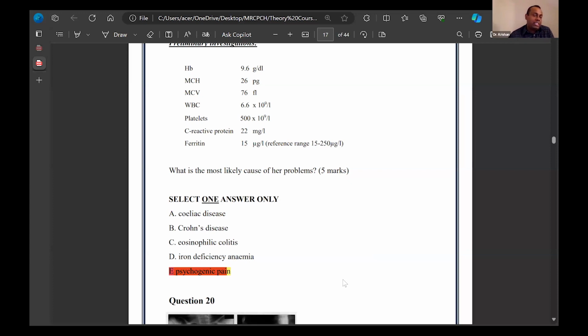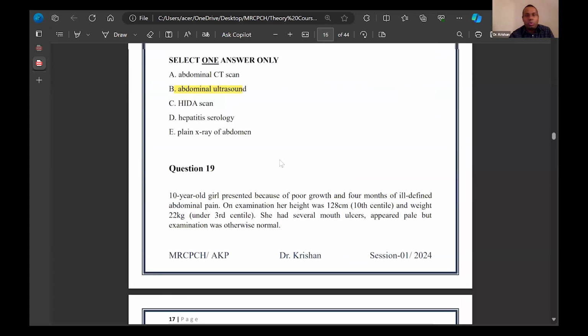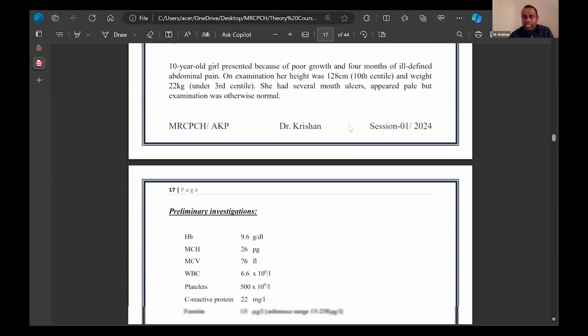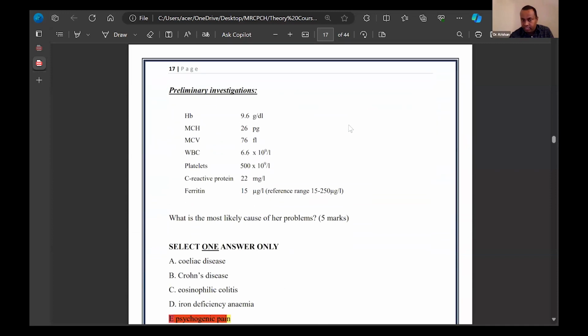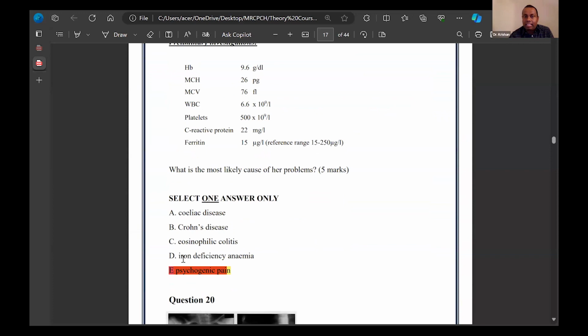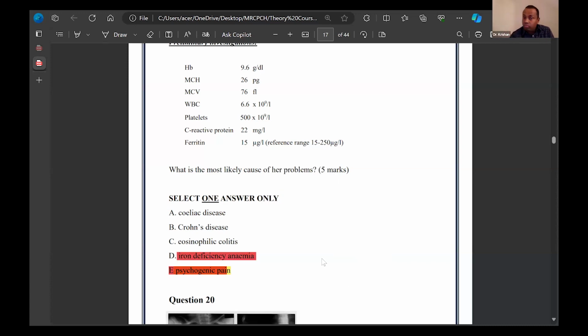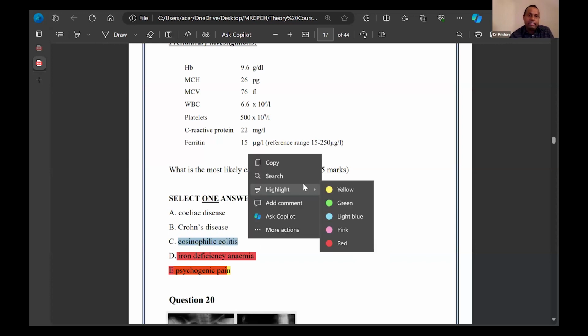Could that be simple iron deficiency anemia? Hemoglobin is low, ferritin is low, iron deficiency anemia is a possibility, but is that the big picture? No, simple iron deficiency anemia should not cause this kind of failure to thrive. And it doesn't cause this kind of systemic manifestations like mouth ulcers. So that is also unlikely. Eosinophilic colitis can present with abdominal pain. However, this would not cause this severe failure to thrive, and mouth ulcers are not classic with them.